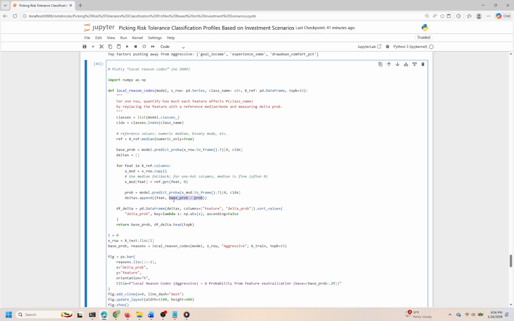By focusing on the absolute values of these deltas, we can clearly identify which features have the most significant impact on the prediction. The final output is not only the base probability, but also a data frame containing the most critical features, ranked by their influence.